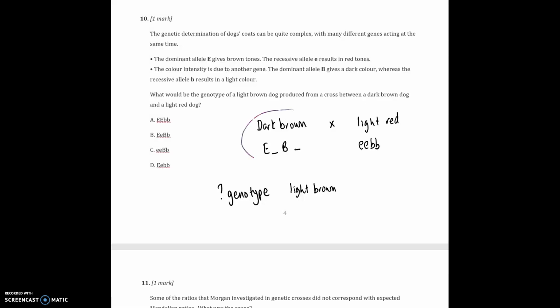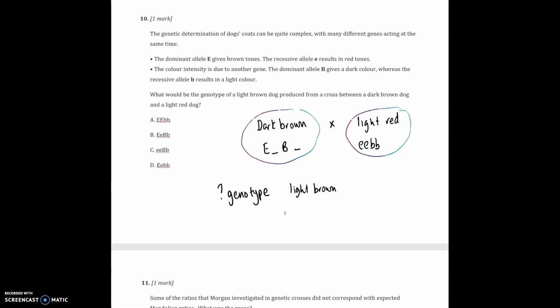So the dark brown dog is going to be big E something, big B something, and we don't know what those somethings are, nor does it actually matter in this case. And light red obviously must be little e, little e, little b, little b. So we know that the offspring dog is light brown.